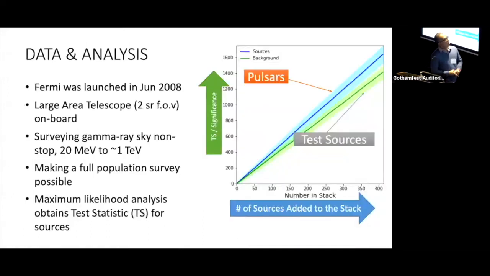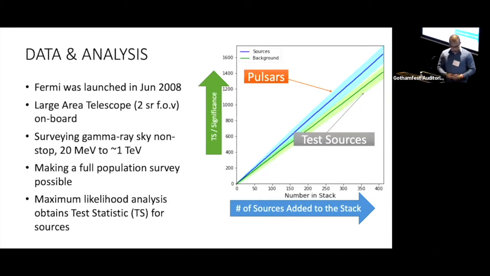A little bit more about the data: I used the data from the Fermi Gamma-ray Space Telescope. It was launched in June of 2008, and I used the data from the instrument called the Large Area Telescope that has a 2 steradian field of view, which covers 1/6 of the entire sky. The instrument has been surveying the gamma ray sky nonstop from energies of 20 MeV to about 1 TeV. So there's a whole lot of data covering the entire sky for over 13 years now.